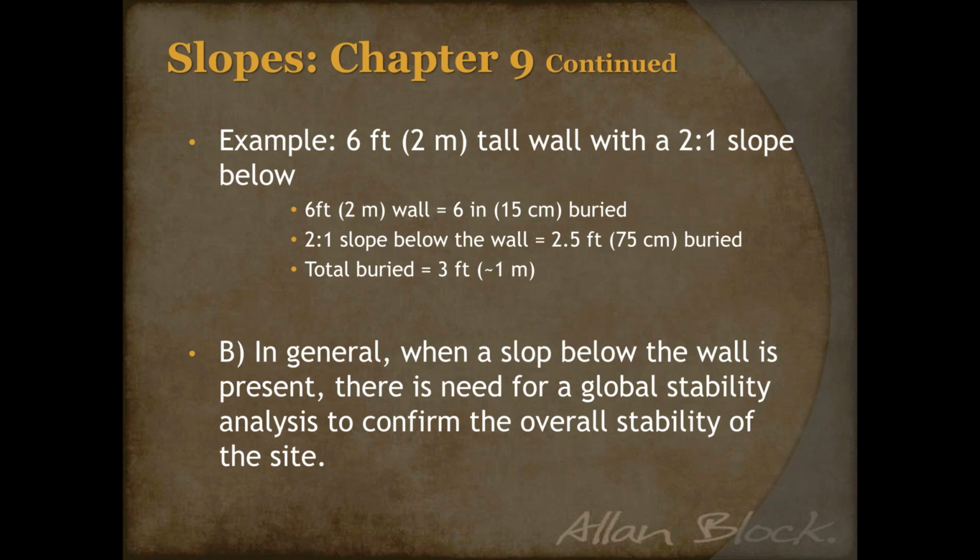That's following standard convention. Then if you've got that 2-to-1 slope below the wall, you now need to consider that buried, and using similar triangles, to get the 2-to-1 to that 5 foot bench, you're looking at about 2.5 feet buried just on that alone. So when you add those two together, you're looking at a total of 3 feet or 1 meter buried for a 2-to-1 slope below this wall. That is pretty significant. That's an added 50% of your wall. So you're looking at a total of a 9 foot tall wall instead of just a 6 foot exposed.